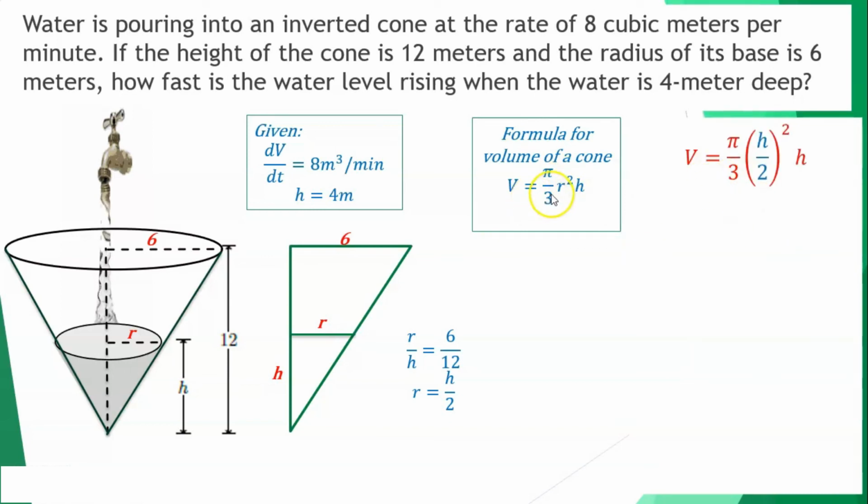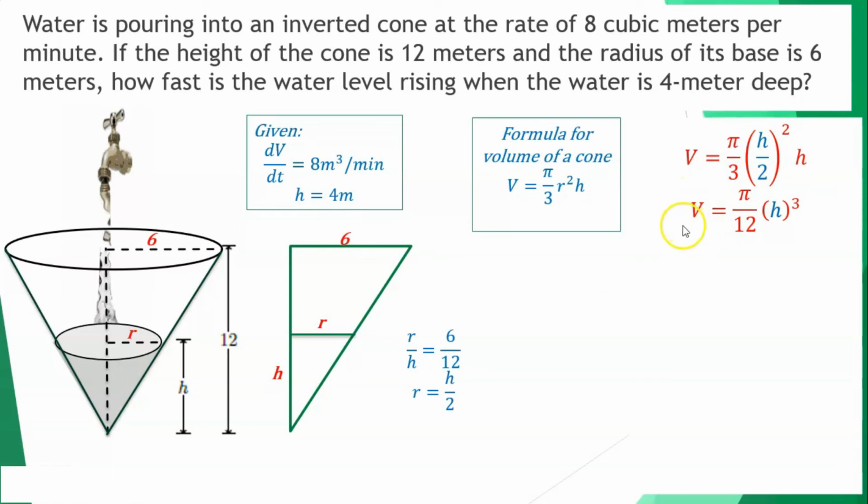So take note, r squared, we can replace that as h over 2 squared. Simplifying this, this would become pi h cubed, then 2 squared is 4 times 3, so that would become 12. So at this point, we can get its derivative.